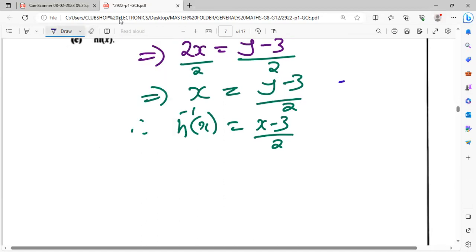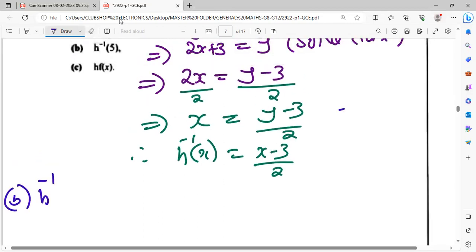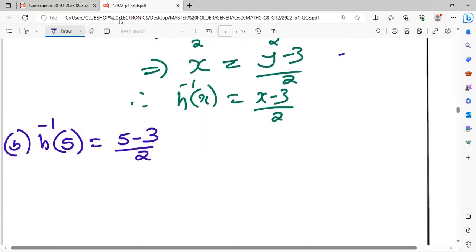B. We put 5 inside. After finding the inverse, you substitute. That's what the question is demanding. So this would be 5 minus 3 divided by 2. This is equal to 2 divided by 2, and the answer is 1. Okay, we can go to C.